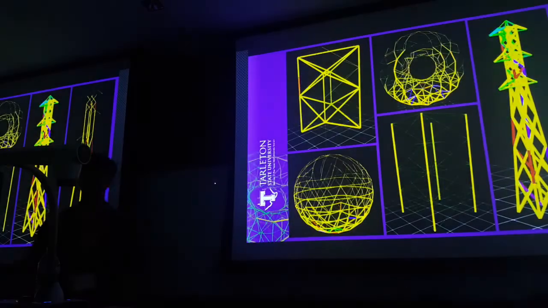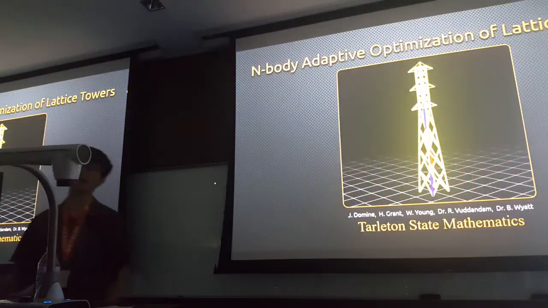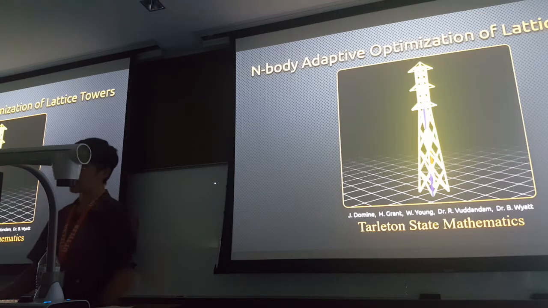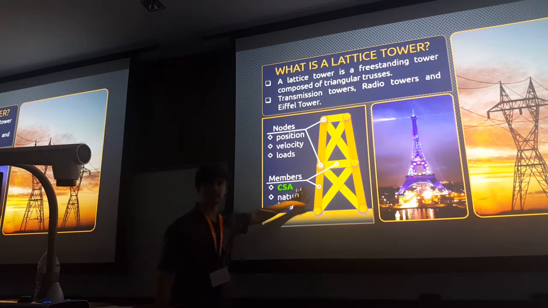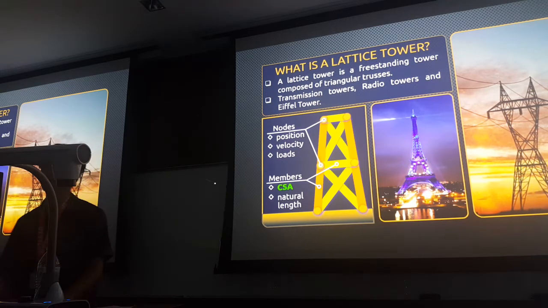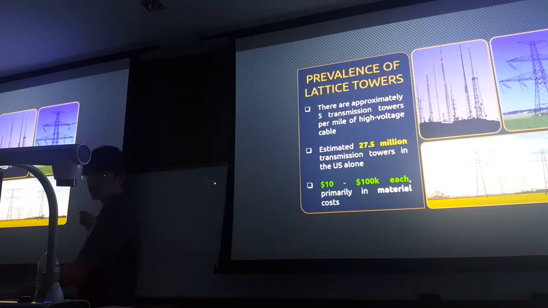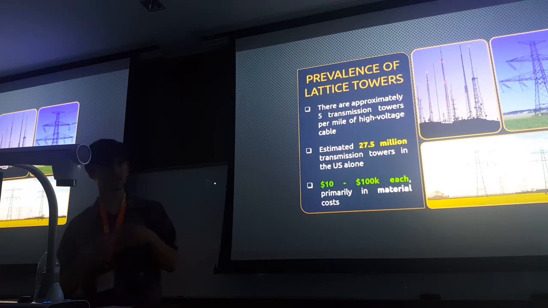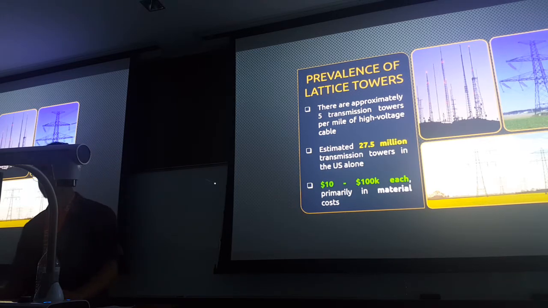Hi, I'm Jaryd from Tarleton State University, and this is the n-body adaptive optimization of a lattice tower. So, a lattice tower is a freestanding structure made of a framework of beams connected at nodes. Examples are the Eiffel Tower or radio towers, but most common to us are power transmission towers. Now there are about 27 million transmission towers in the United States, costing tens to hundreds of thousands of dollars each. And that's mostly in material costs.